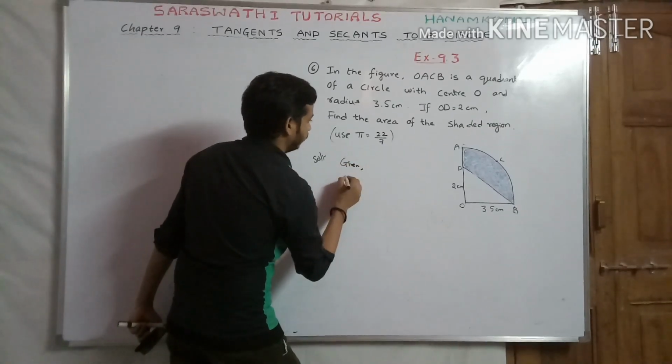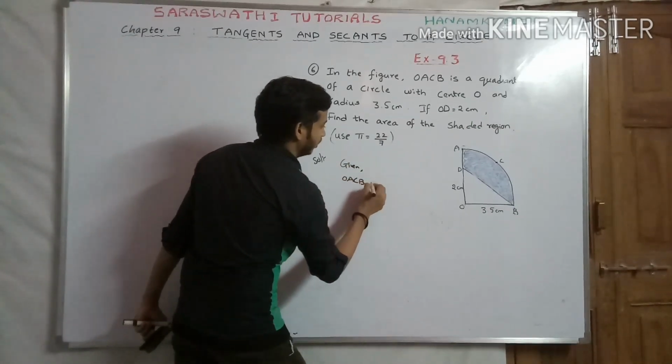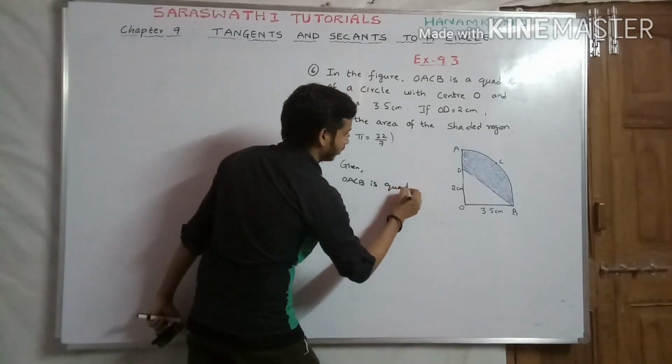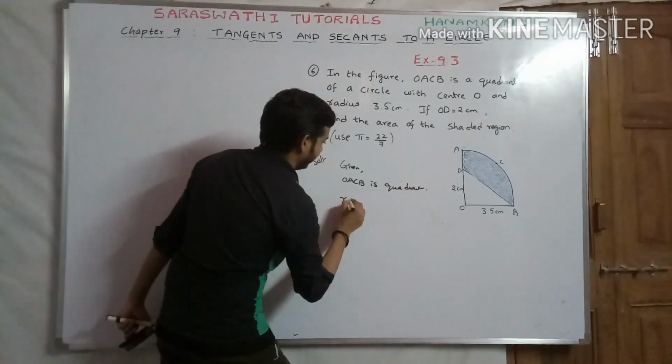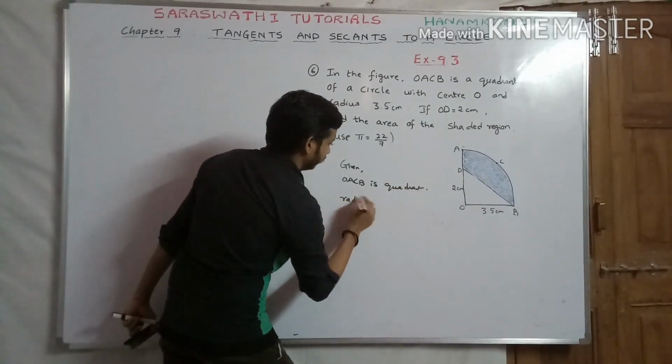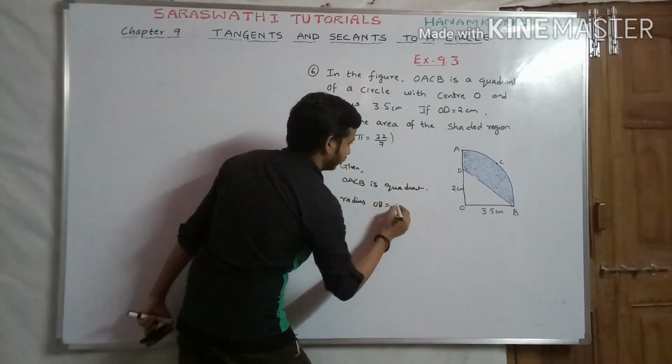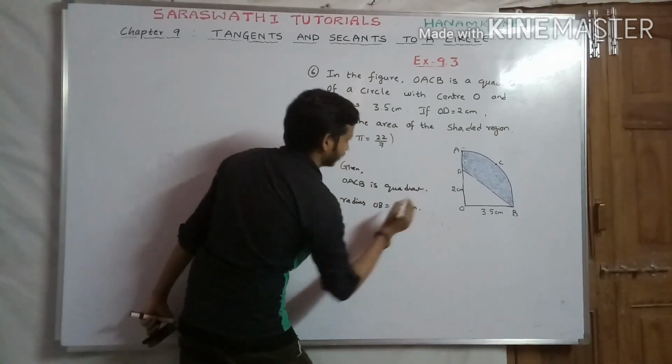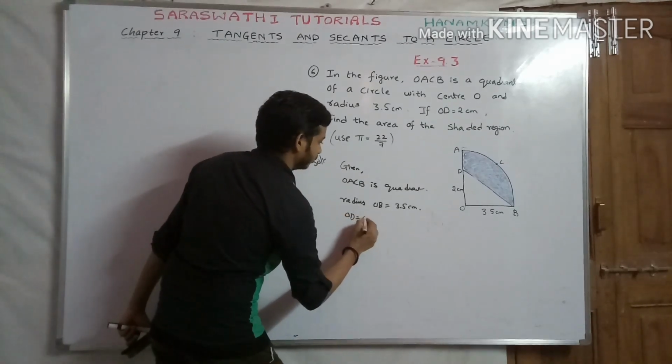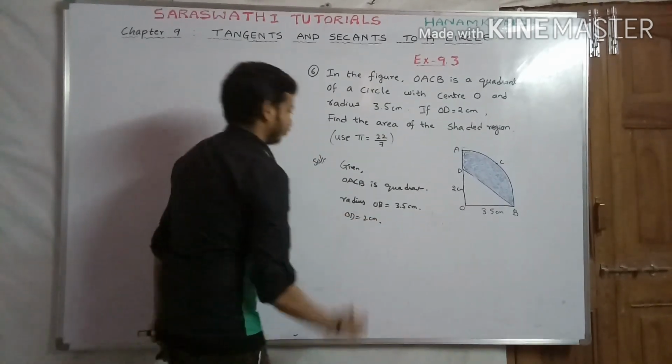So given that OACB is a quadrant. Okay, so radius OB is equal to 3.5 centimeters, and the OD value is given as 2 centimeters.